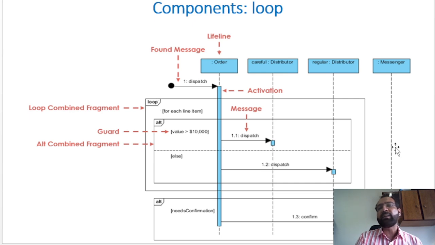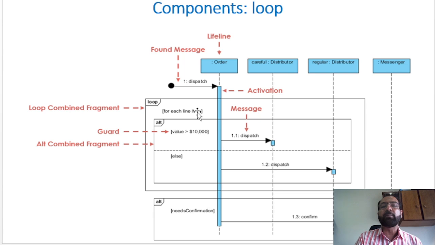So in this diagram, you can see we have an order object, a distributor, a regular distributor, and a messenger. You can see the lifeline here of the order, starting with the dispatch message, and you can see that there is a loop combined fragment. Here you can see, for each line item.